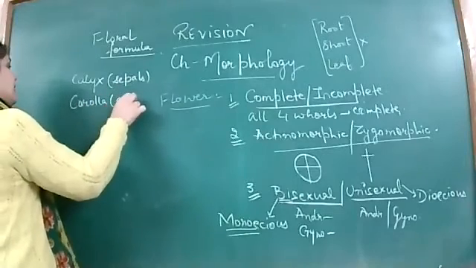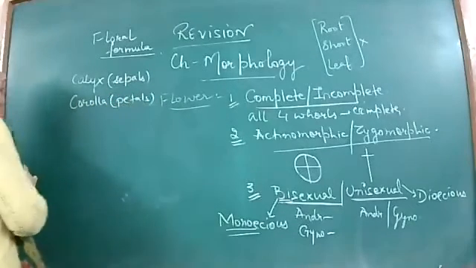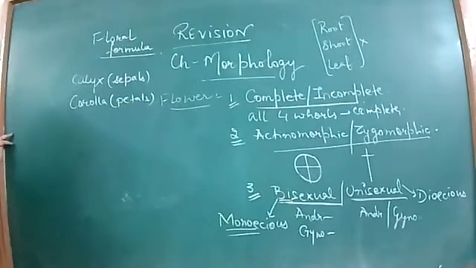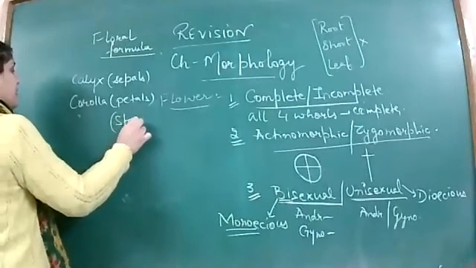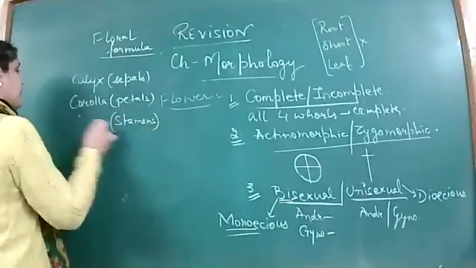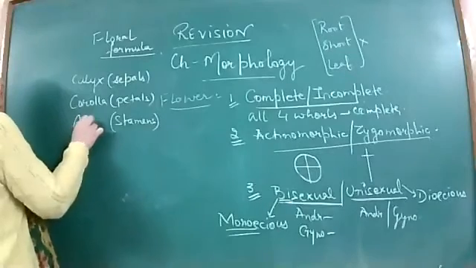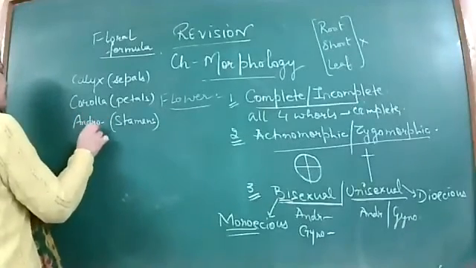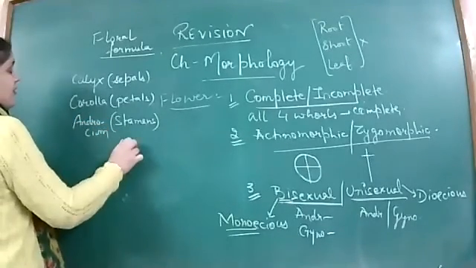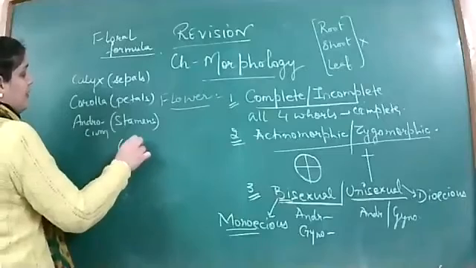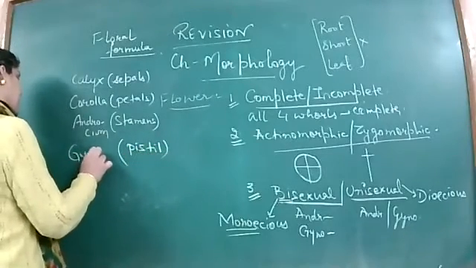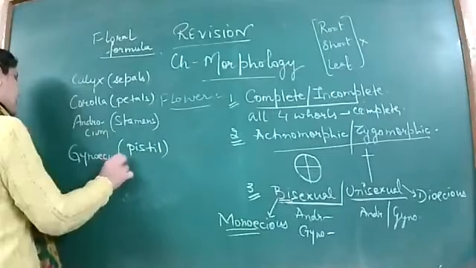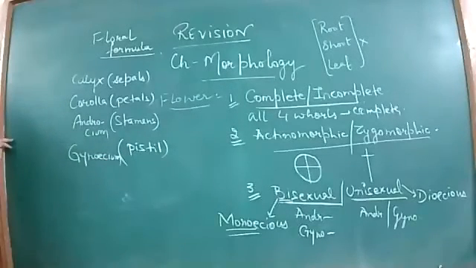Then the next is for the whorl of the stamens. That is a collective name for all the stamens. We call it androecium. And for the pistil or the carpel, we call it gynoecium. Okay, gynoecium for female, androecium for male. So these are the terms we have used.